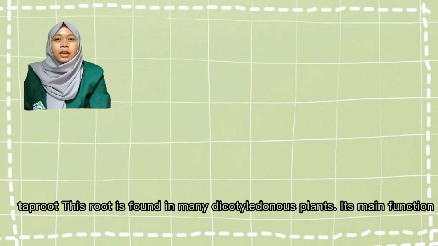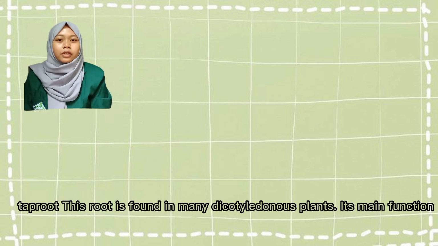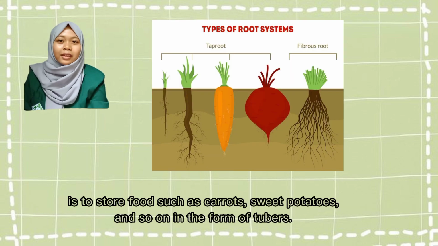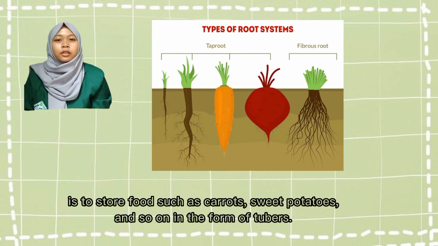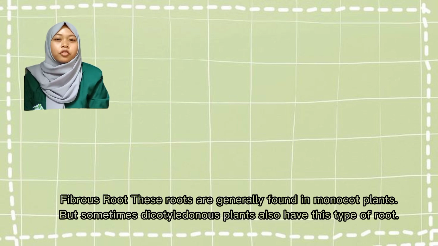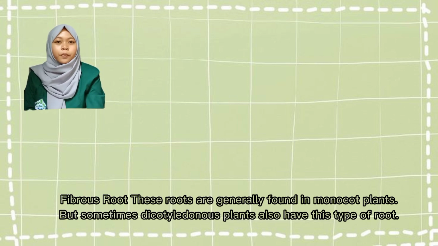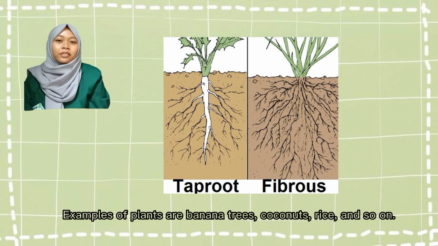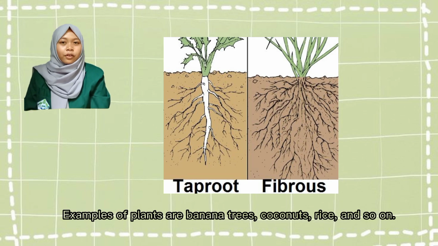4. Taproot. This root is found in many dicotyledonous plants. Its main function is to store food such as carrots, sweet potatoes, and so on in the form of tubers. 5. Fiber root. These roots are generally found in monocot plants, but sometimes dicotyledonous plants also have this type of root. Examples of plants are banana trees, coconuts, rice, and so on.